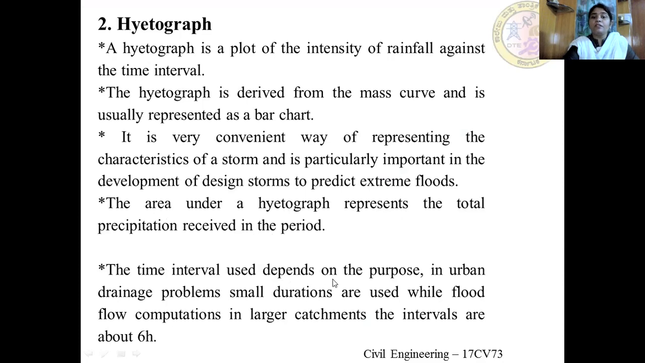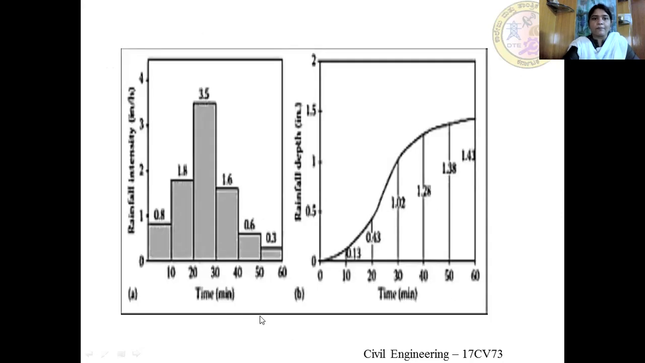The time interval used depends on the purpose, whether it is an urban drainage problem, where small durations are used, while for flood flow computations in larger catchments, the intervals will be about 6 hours. So this is a typical hydrograph which is drawn. The time is on the x-axis and the rainfall intensity per hour on the y-axis, so it's a plot of intensity against time.